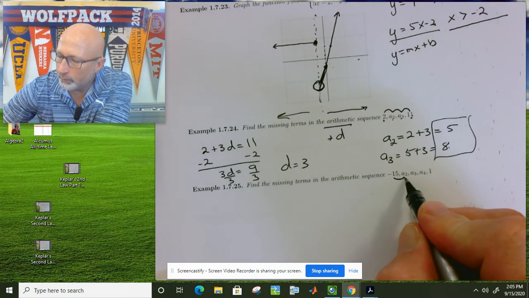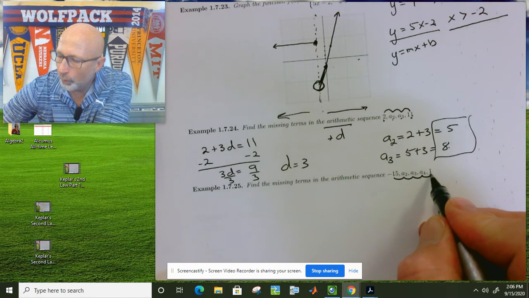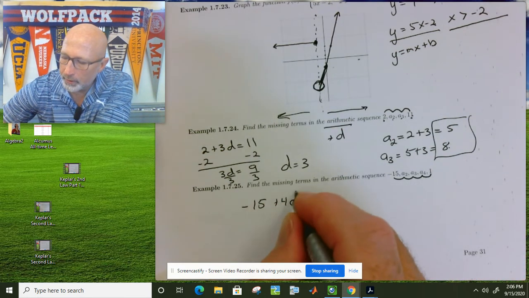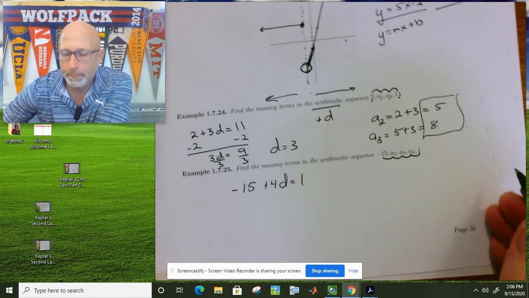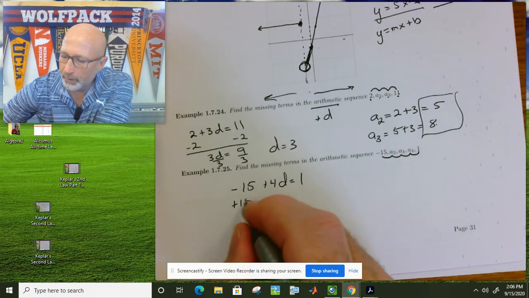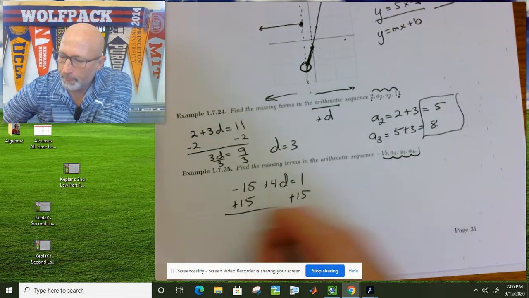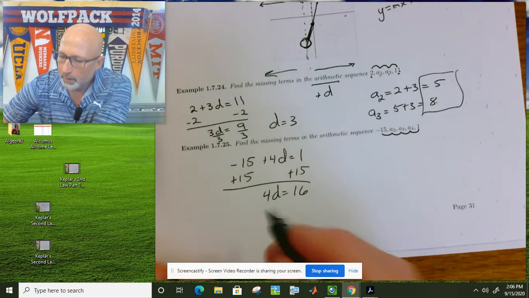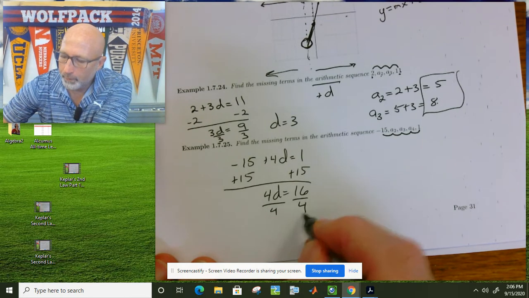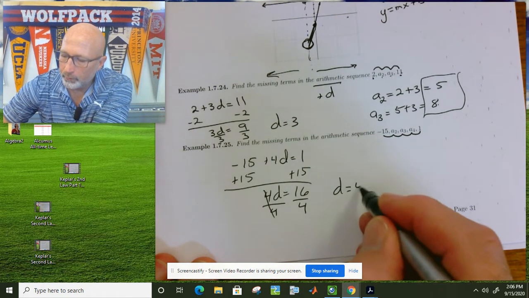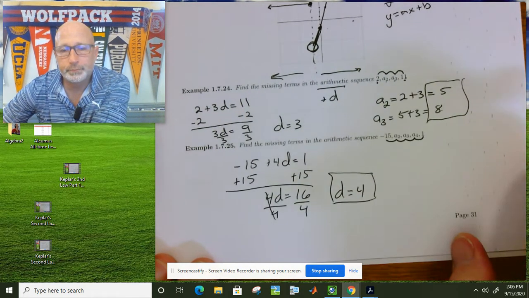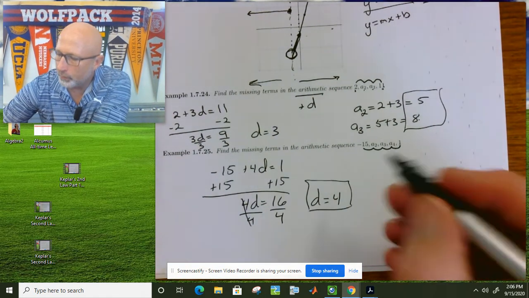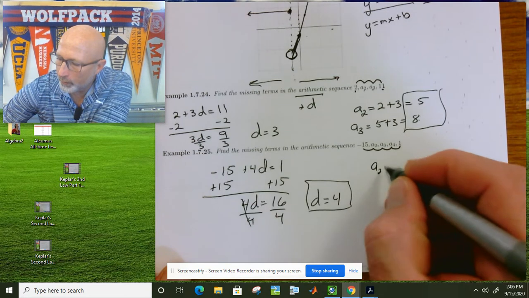Okay, same thing. You're at -15, and you're going to add the common difference once, twice, 3, 4 times. So -15 plus 4d is equal to 1. Add 15 to both sides. 4d is equal to 16. Divide both sides by 4. d turns out to be equal to 4. So we're adding on 4 every single time.